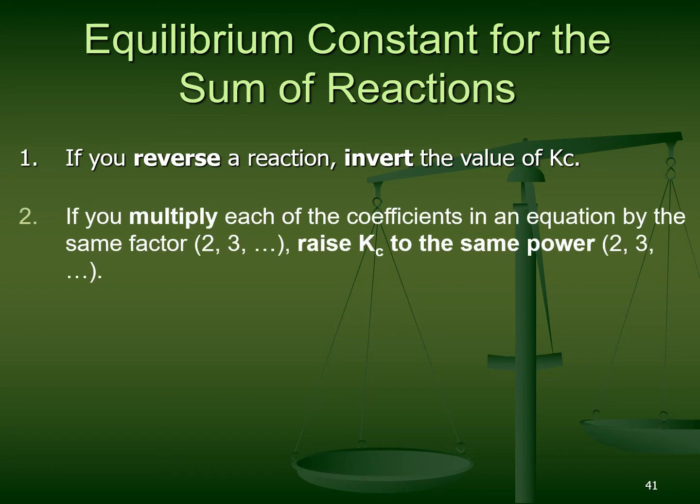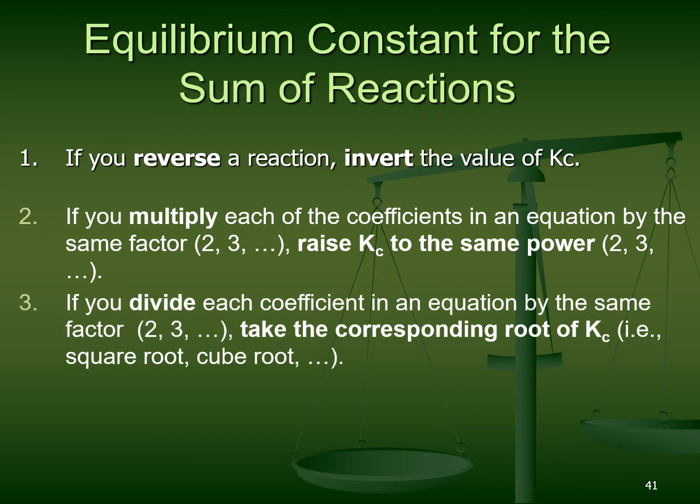If you multiply a reaction by a particular coefficient, for delta H you multiply that delta H, but for K values, you have to raise it to the same power. So if you multiply a reaction by 2, that means the K value will be squared. If you multiply everything by 3, that means the K value will be cubed.